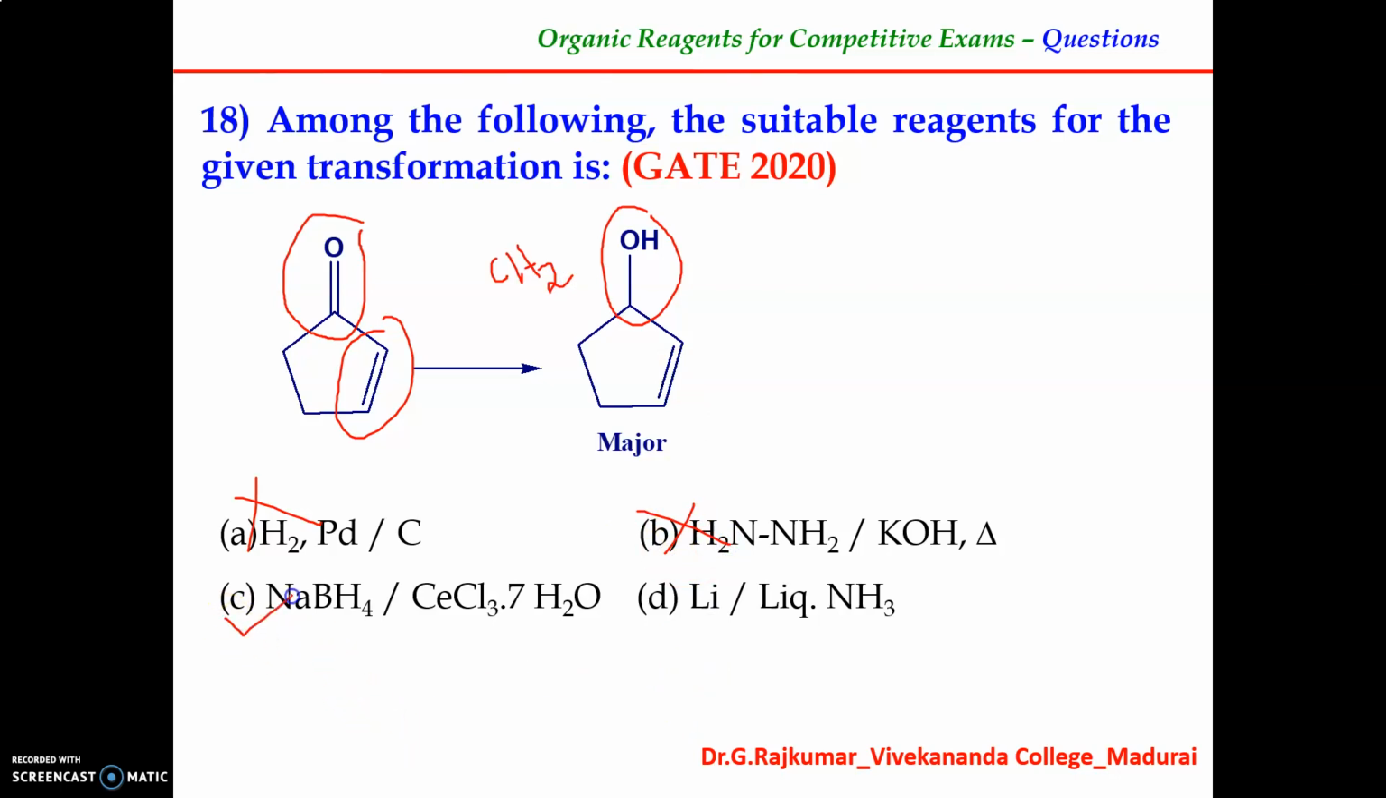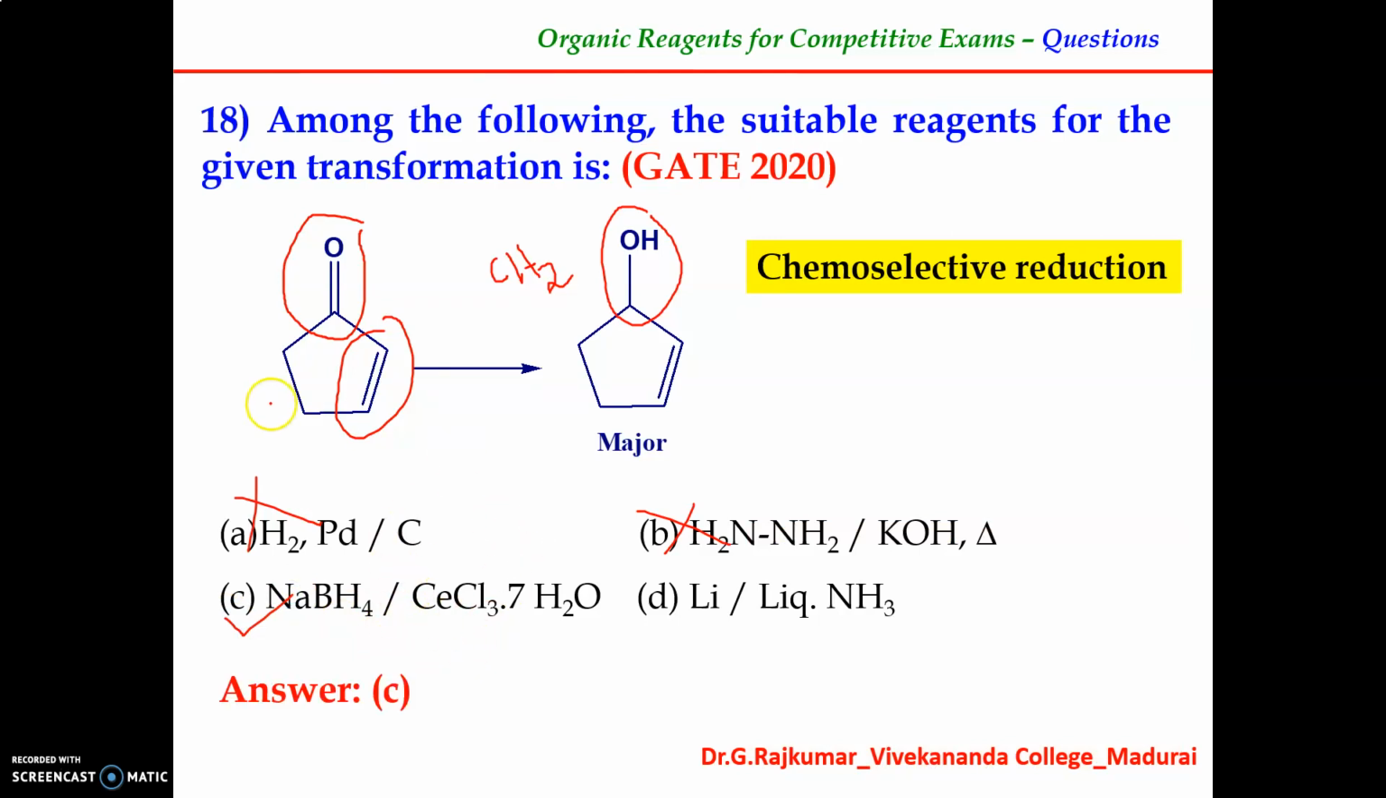In the case of option C, sodium borohydride with cerium salts, what happens? This is a chemoselective reduction. So it will not affect the alpha beta unsaturated carbon-carbon double bond. It selectively reduces this keto group into alcohol. And option D is not possible because this is lithium in liquid ammonia used for Birch reduction. So this is also not possible.